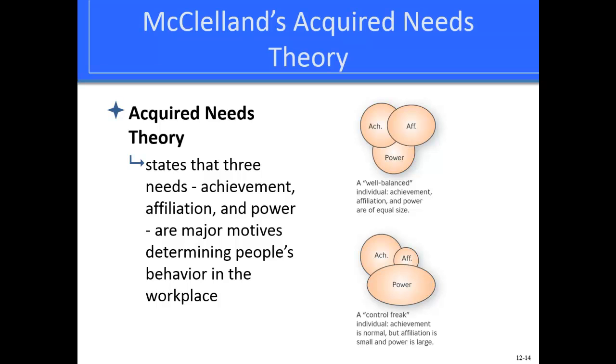We now move on to a well-known psychologist who investigated the needs for affiliation and power and as a consequence proposed the acquired needs theory. So David McClelland is who we're talking about here. McClelland's acquired needs theory states that 3 needs, achievement, affiliation, and power, are major motives determining people's behavior in the organization's workplace. Managers should recognize these needs in themselves and others and attempt to create work environments that are responsive to those.